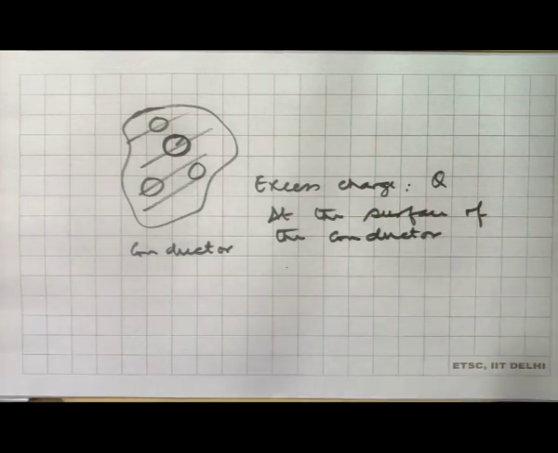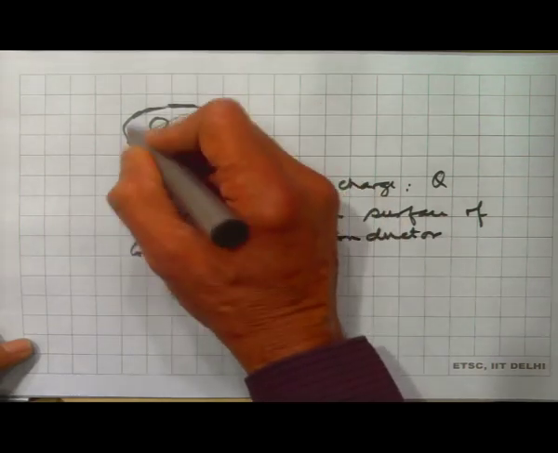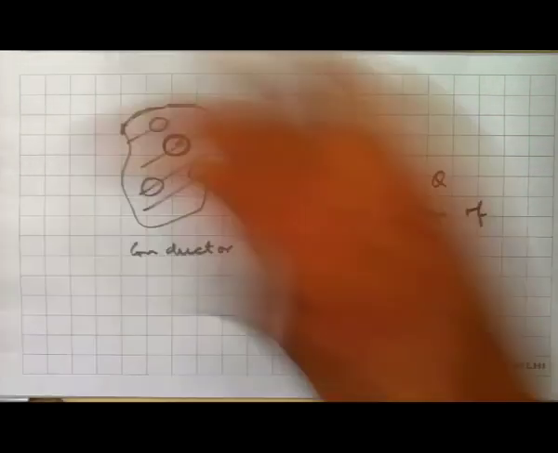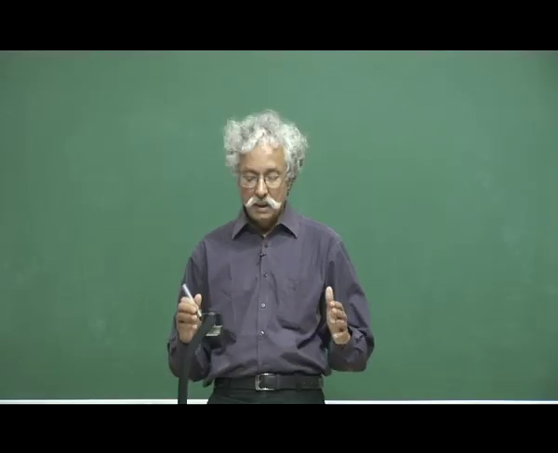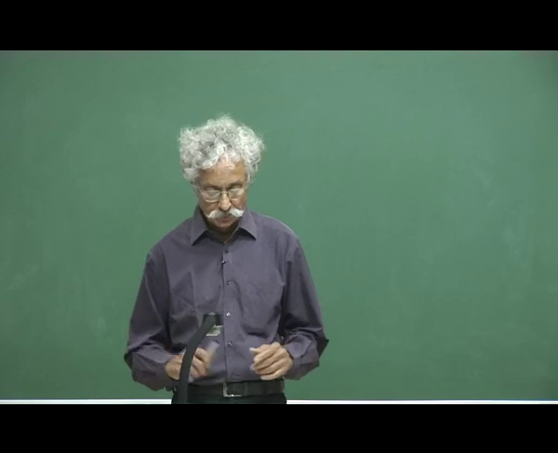So, the charge distribution at the surface is such that the net electric field within the conductor becomes 0. So, if you have an arbitrary charged conductor, the charges are not necessarily uniformly distributed on the surface, you may have less charge here, more charge here, etc. So, the charge distribution actually adjusts itself in such a fashion that the electric field within the conductor is 0.